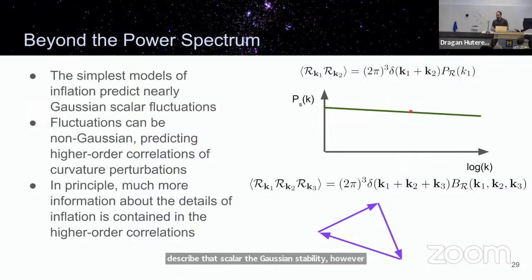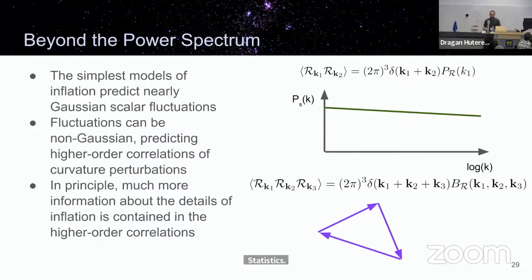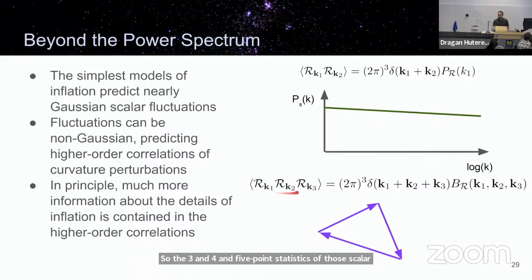However, non-Gaussianity, which refers to all of the higher order statistics, so the 3, 4, and 5-point statistics of those scalar fluctuations, in principle contains much more information. So the bispectrum, which is the Fourier transform of the 3-point correlation function, is a function of all of the vectors that make up a triangle that define the bispectrum.